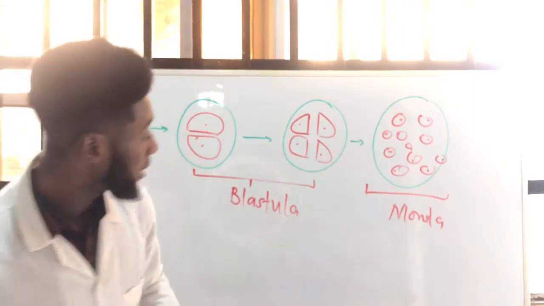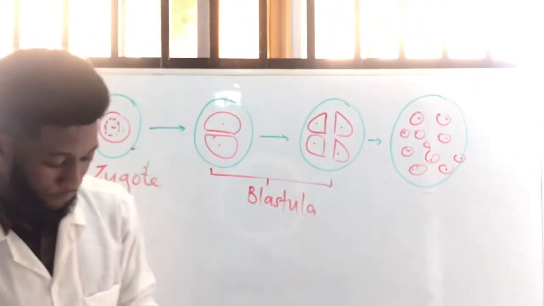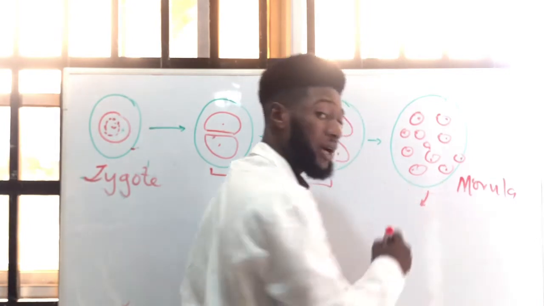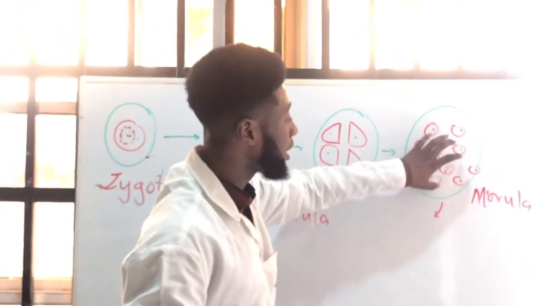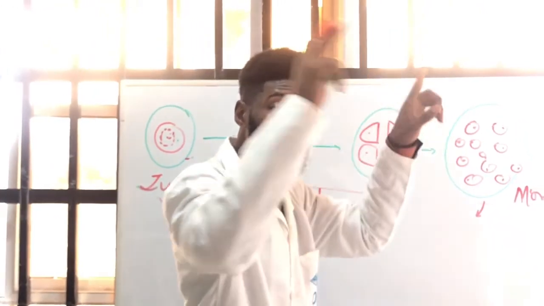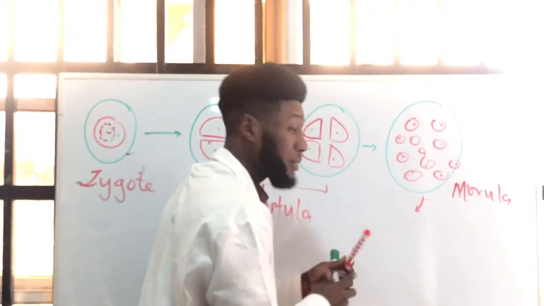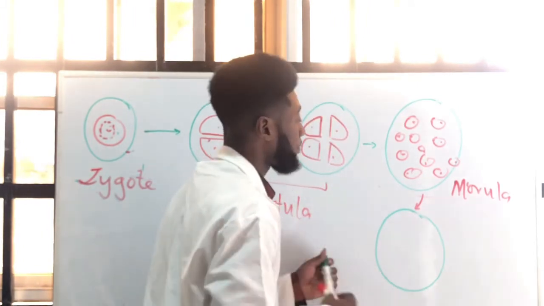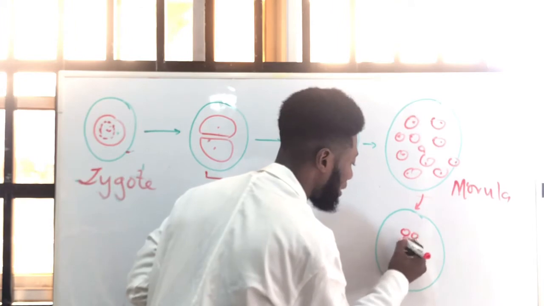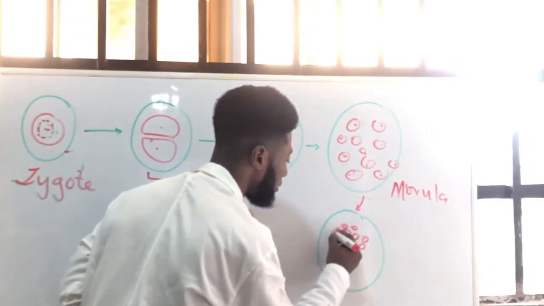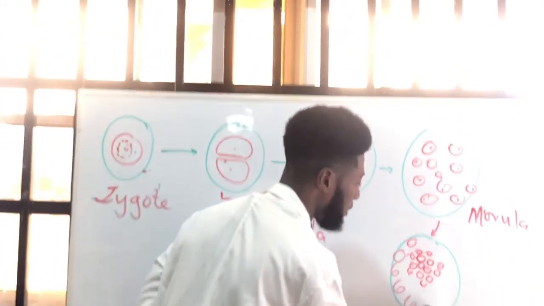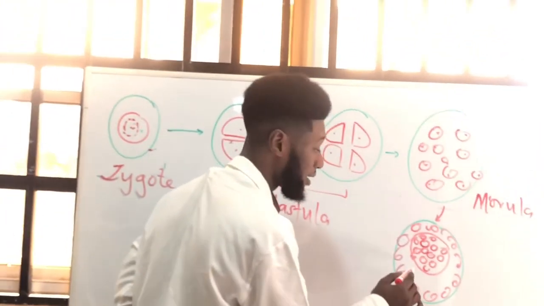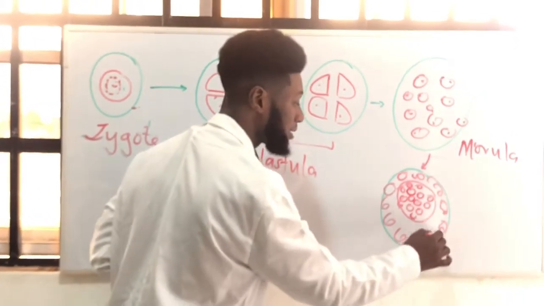What is happening over there? Now, from the morula, and I know this one is still my morula, something happens. The cells become so compact at the center, and more loose at the periphery. This is the same morula, and my zona pellucida is still intact. Some of the cells are compact at the center, and looser at the periphery. Those at the center and those at the periphery are now differentiated at this stage.